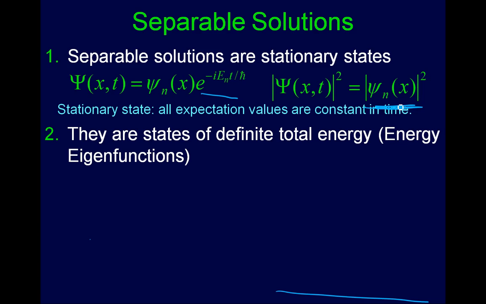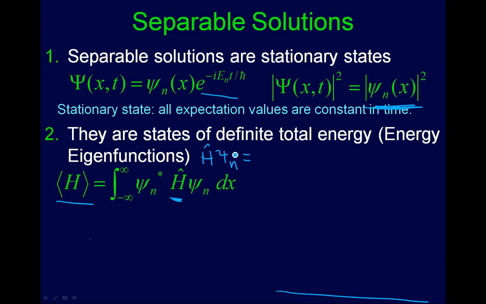Okay, we'll also see that these are states of definite total energy. We call those energy eigenfunctions. Now the way to do this is to find the expectation value of our Hamiltonian operator. The Hamiltonian operator is our energy operator, and so the way we do that is we sandwich it in between these two things here. Just remember, we just talked about how you can think about this as an eigenvalue equation, and so sometimes it's really convenient to think about it like this here.